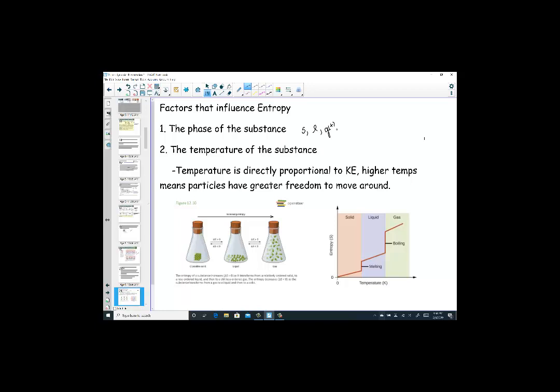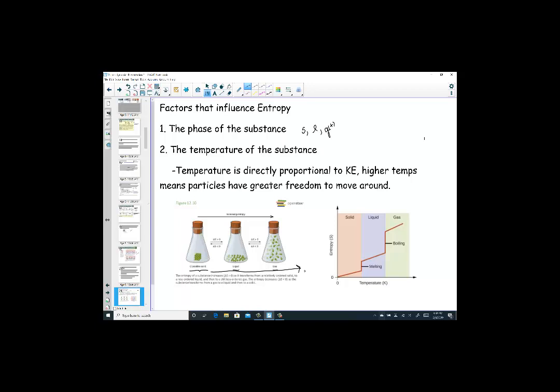Think about temperature as being directly proportional to the kinetic energy, right? So hotter objects move faster, their velocity is faster, given the same temperature as a heavier object. So those higher temps mean they have greater freedom to move around. Think of this: solid, very organized, then a liquid, less organized, then the gaseous phase is very, very unorganized. The entropy is increasing in the system as the molecules become less organized.